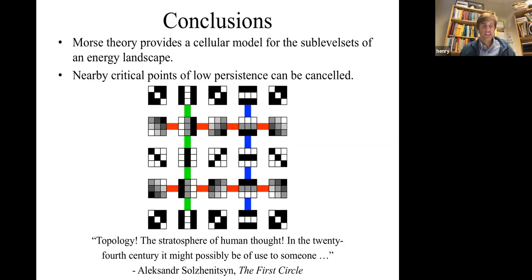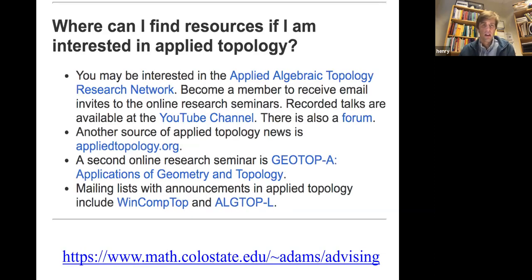Thank you very much for your time and attention. We just have a couple concluding remarks. So you should think of Morse theory as a way to provide a condensed cellular model representing the sublevel sets of your function. And the further point is that your function might have some noise in it, but nearby critical points can be canceled to get a simpler representation.